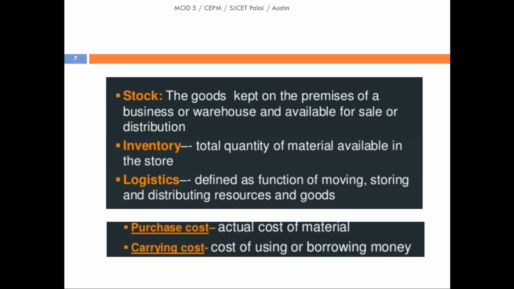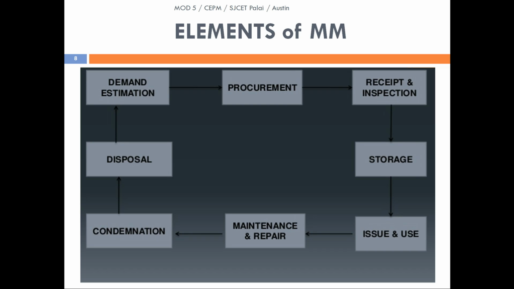Then purchase cost is nothing but the actual cost of the material. Carrying cost is nothing but the cost of using or borrowing money. So these are the major terms that are related to inventory control or material management. Next, we will deal with what the elements of material management are.